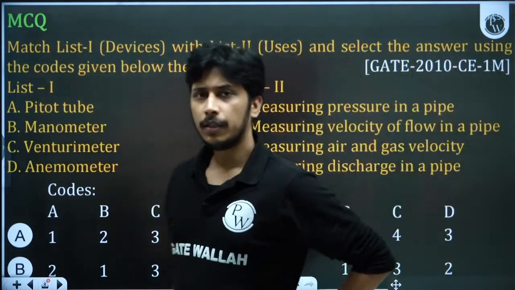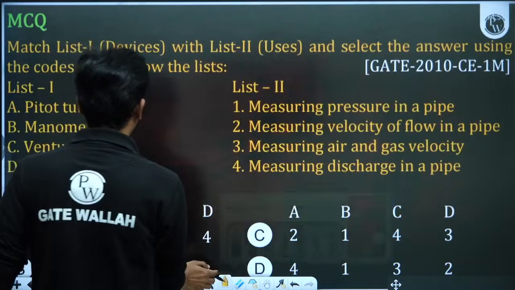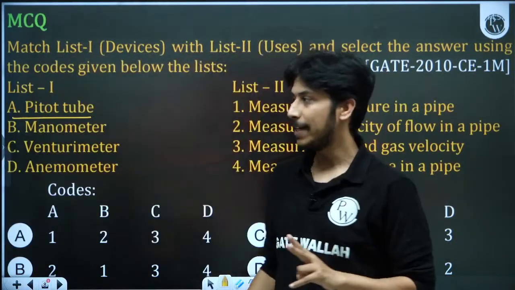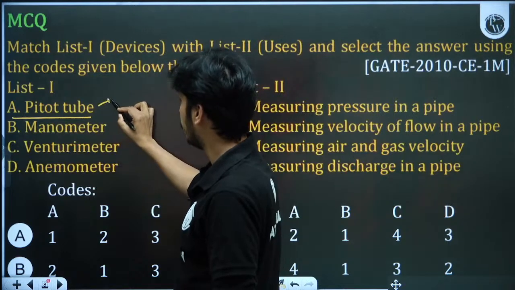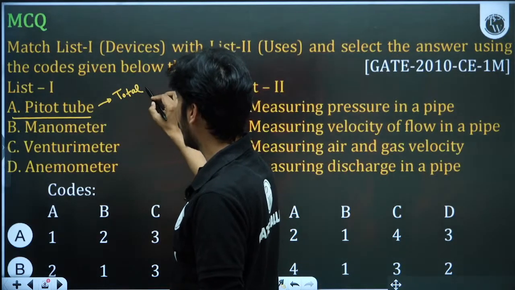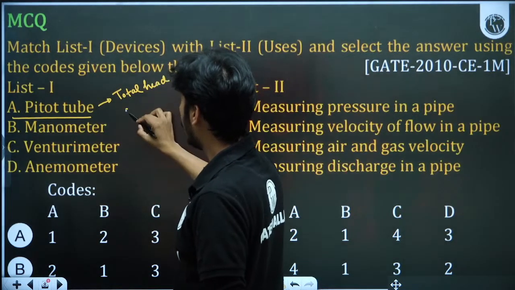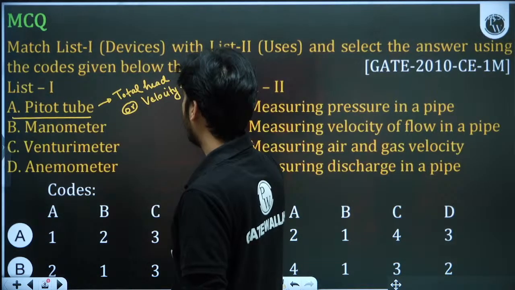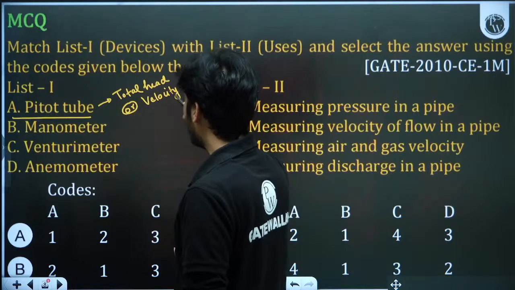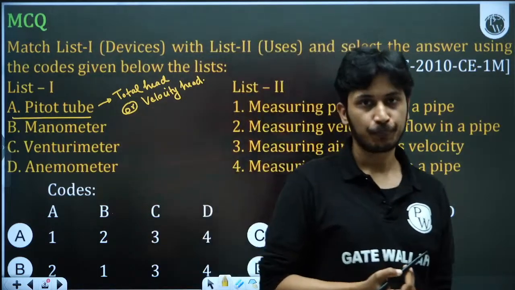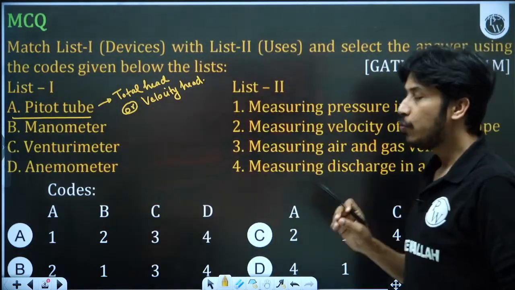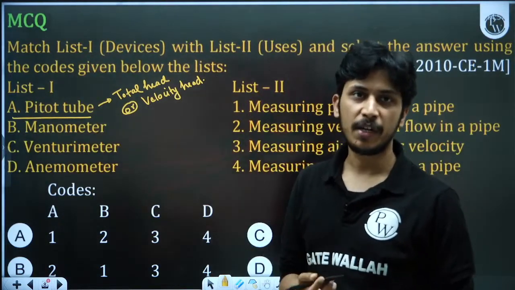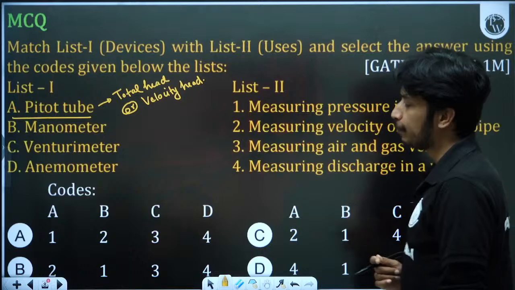Okay, guys. So let's see. Pitot tube measures two types of head. One is the total head. If it is a simple pitot tube we can measure the total head, or if a differential pitot tube is there, we can measure the velocity head. Using the simple pitot tube, we can also measure the velocity head. How? You can use the simple pitot tube in addition with a piezometer to measure it.